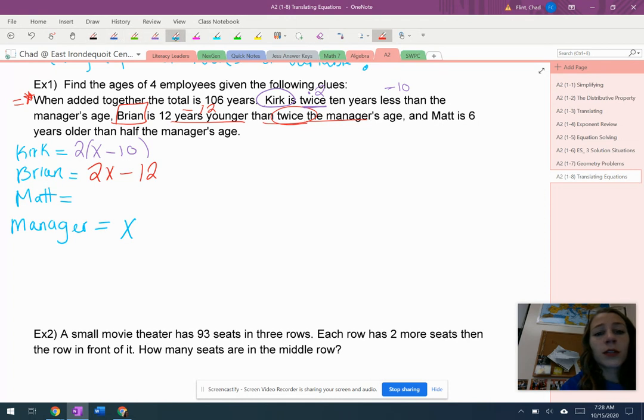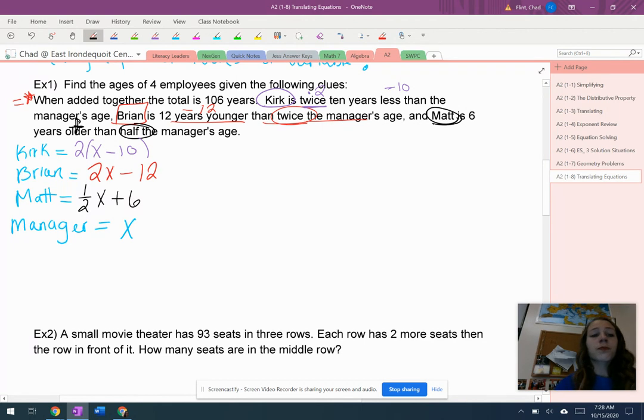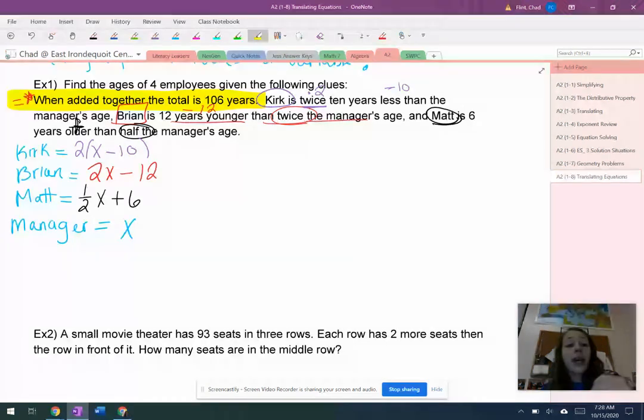And let's go next to Matt. Matt is 6 years older, so plus, than half the manager's age. So remember, a fraction of something, a fraction of anything is always multiplication with that fraction. So 1/2 X and 6 years older would be plus 6. All right, so now we're going to go back to that sentence up here that I starred and now just highlighted to create our equation, because that's the difference between this lesson and maybe previous lessons, is that before we were just translating, now we actually need to make an equation and solve that equation.